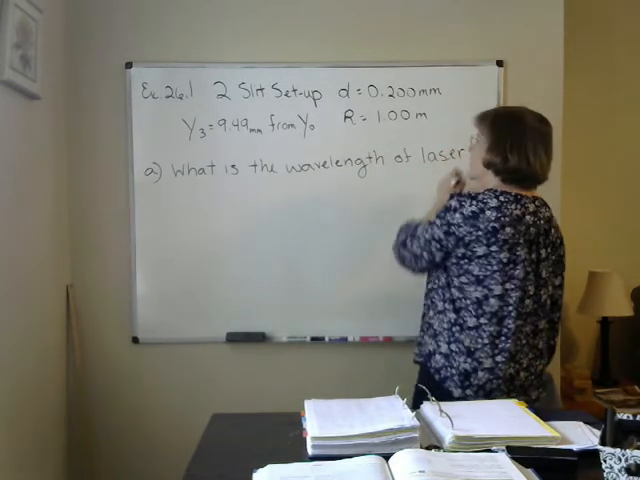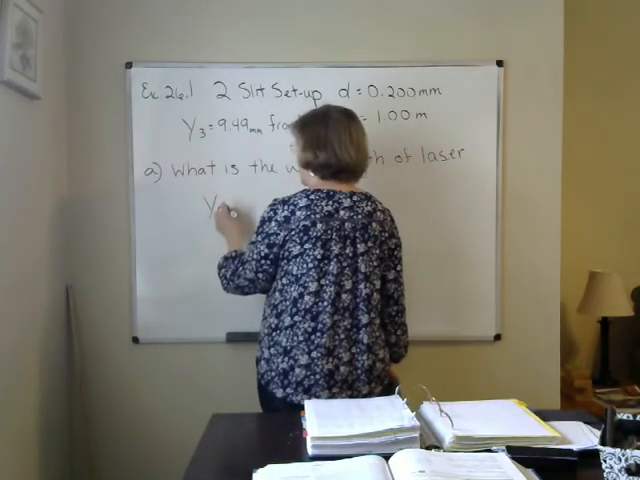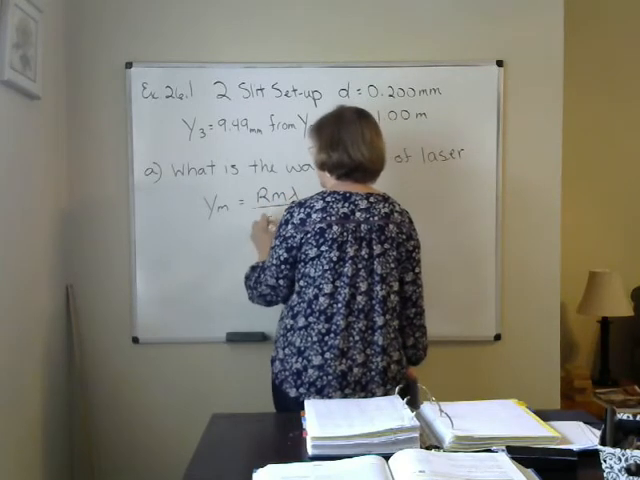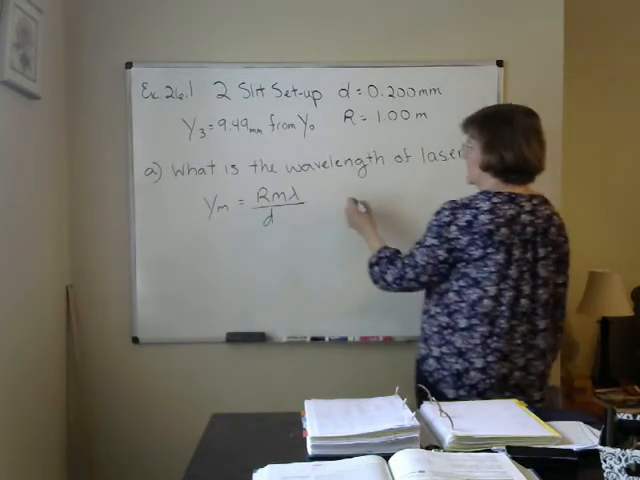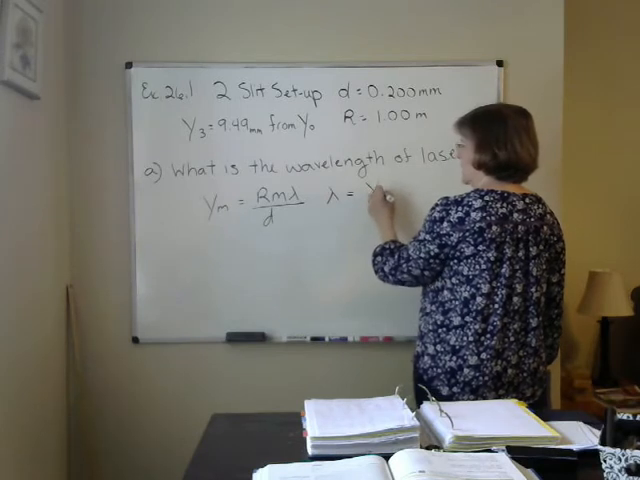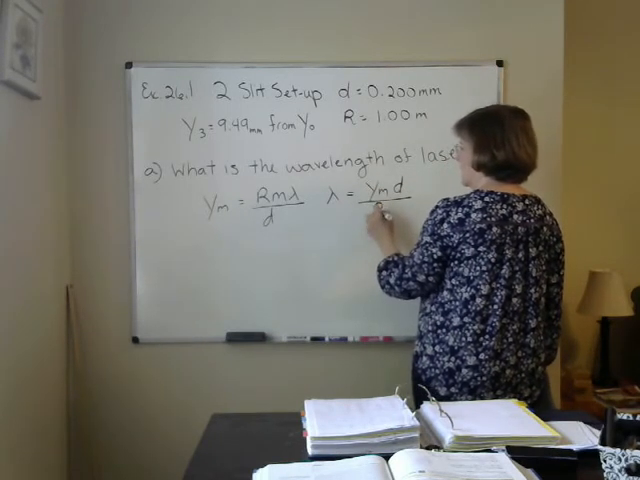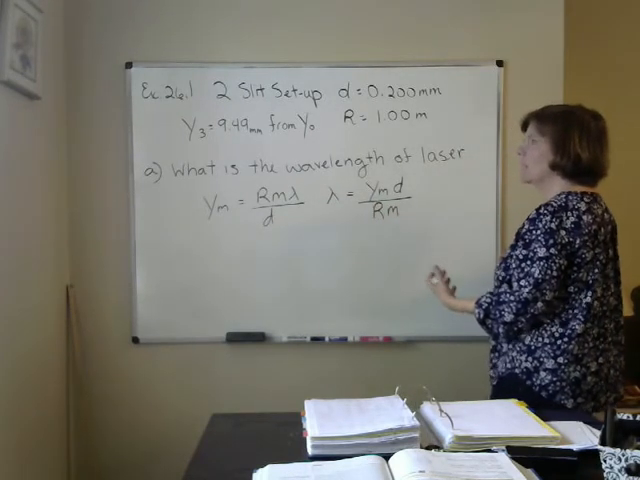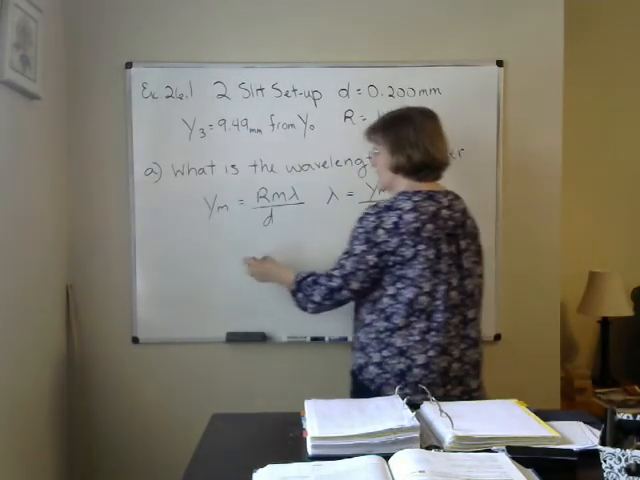Well, if we use that last formula that we came up with, it said that Ym is equal to Rm lambda over D. So if we are looking for lambda, lambda is going to be Ym times D over Rm. In this case, we know how far the third spot is from the center.